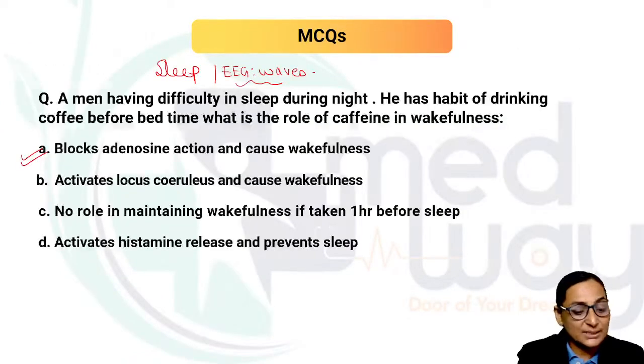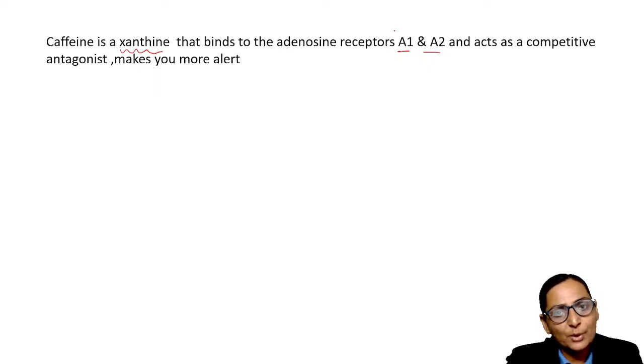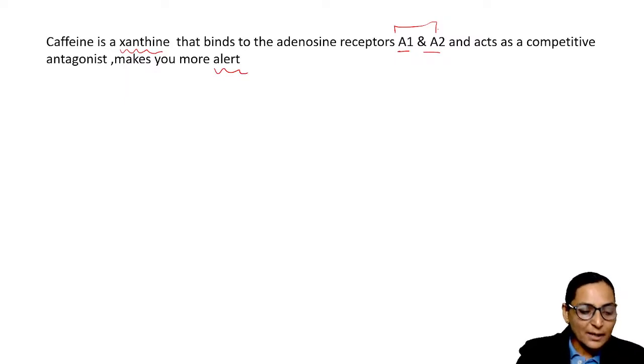Adenosine is actually associated with sleep. This caffeine is a xanthine. We know that it binds to the adenosine receptors A1 and A2, kind of blocking the adenosine receptors. And because it is blocking these adenosine receptors, you are becoming more alert, resulting in lack of sleep. So caffeine acts via adenosine, and adenosine normally promotes sleep, okay? But it is being blocked by caffeine, and therefore it makes you more alert.